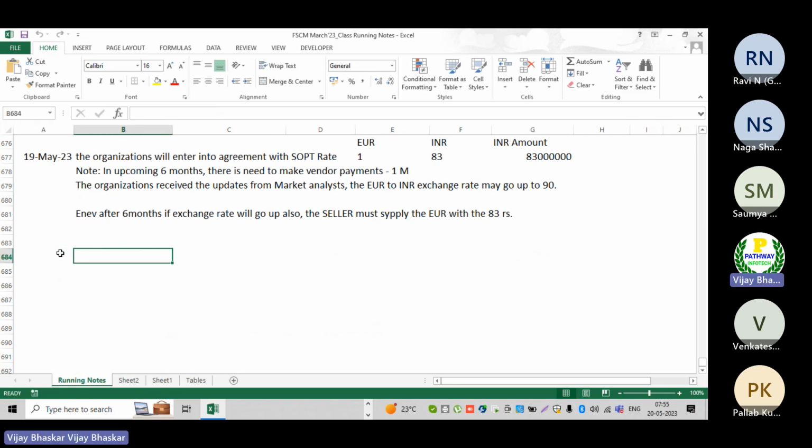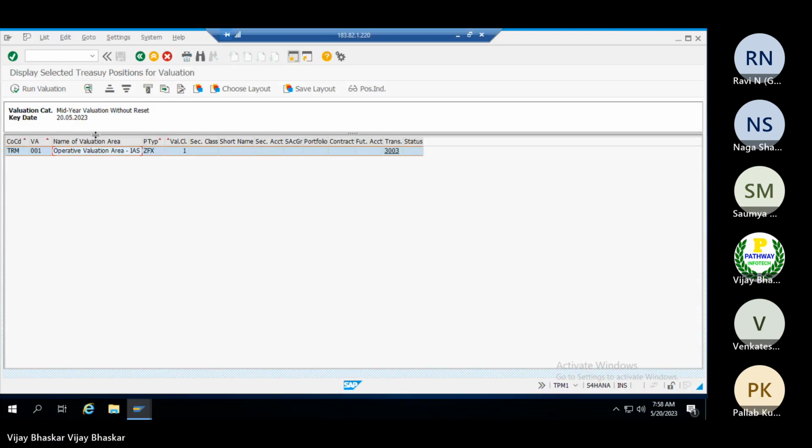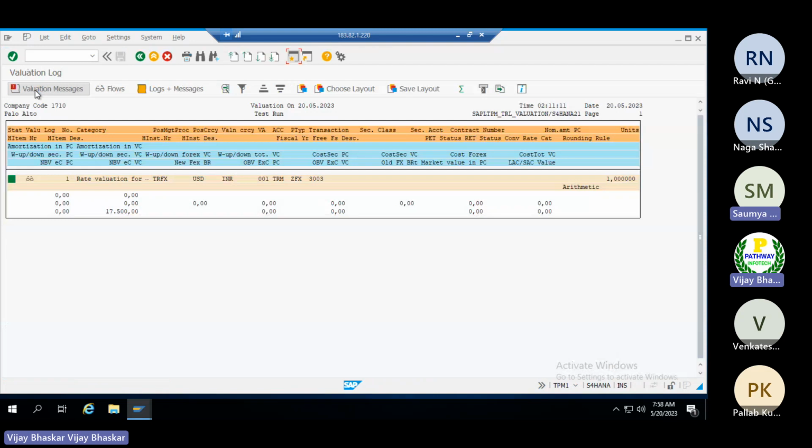Then purchased is a UMAC. Now, still I am in test run mode only. Remember, I haven't performed any execution. I'm just running the valuation. You can see here the 17,500 rupees, what we have expected, the system is calculating.